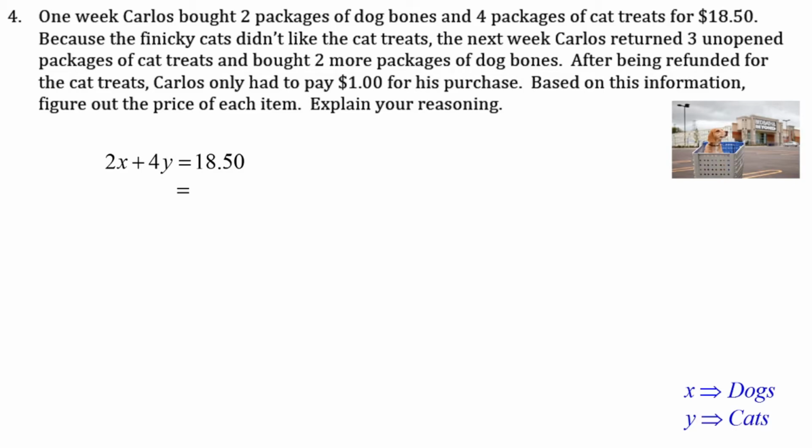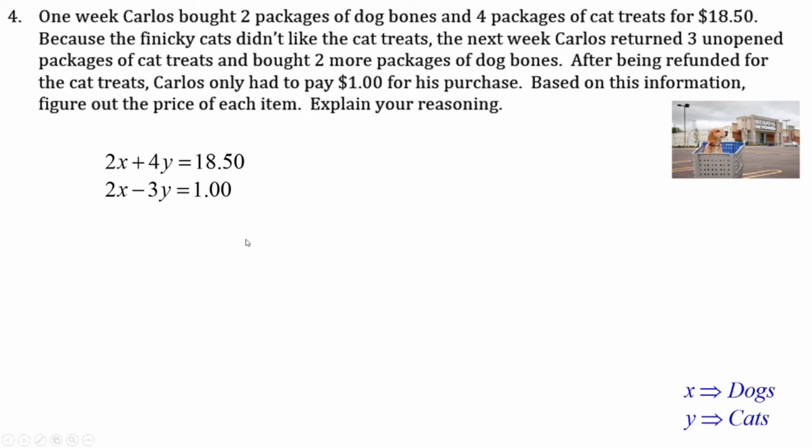Because the finicky cats didn't like the cat treats, the next week Carlos returned 3 unopened packages of cat treats. So returning 3 packages of cat treats, if y is the number of cat treats, packages of, could I write that as a negative 3y? Alright. And bought 2 more packages of dog bones. Another 2x right there. And how much did that cost them? After being refunded for the cat treats, Carlos only had to pay $1 for his purchase. Okay? Based on this information, figure out the price of each item.